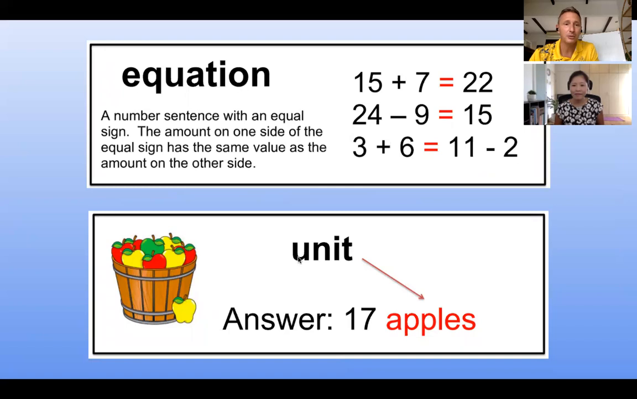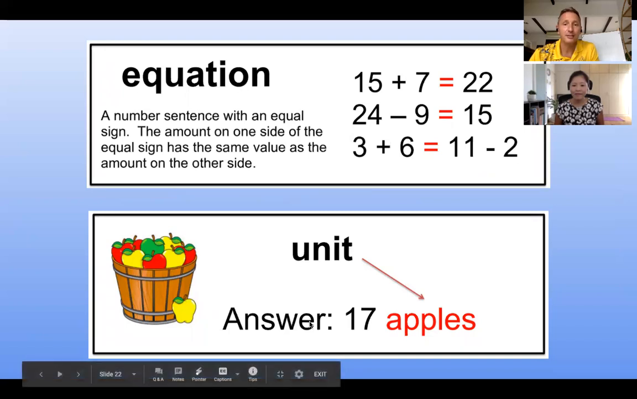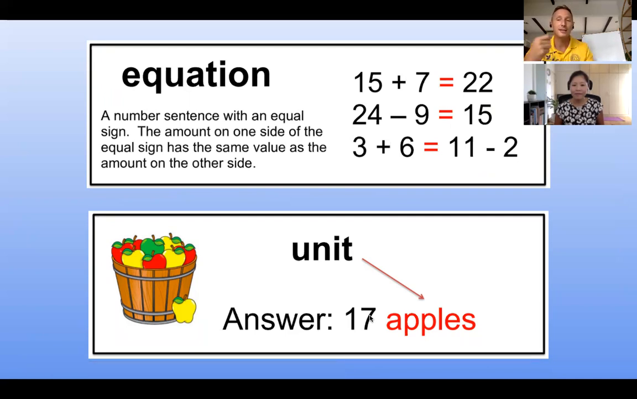And then we're also going to talk about the word units, right? And here your answer is 17 apples, and that's the units. That's what we're counting. That's what we're going to be using. So those units are very important in our story problems.